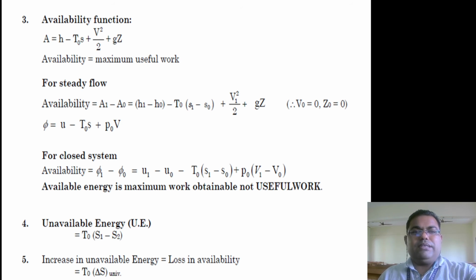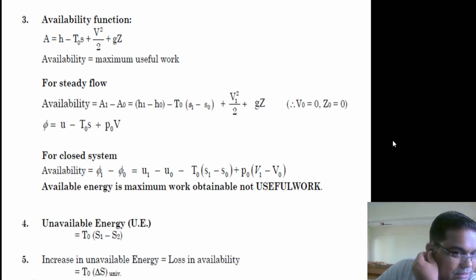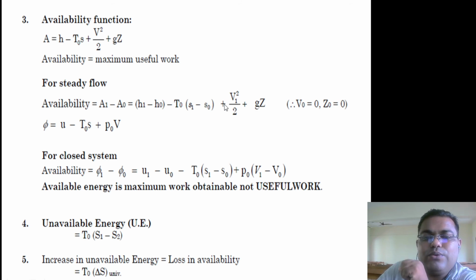Third case, the availability function we have found: H minus T naught S plus kinetic energy plus potential energy, right. So availability itself is nothing but the maximum work output, the maximum useful work. For a steady flow device, we can simply say in terms of enthalpy, H1 minus H naught minus T naught times S1 minus S naught, plus kinetic energy and potential energy. In most cases, the kinetic energy and potential energy terms can be neglected. If we neglect these two terms, I can simply write H1 minus H naught minus T naught times S1 minus S naught. Right, this is the availability for a steady flow system.